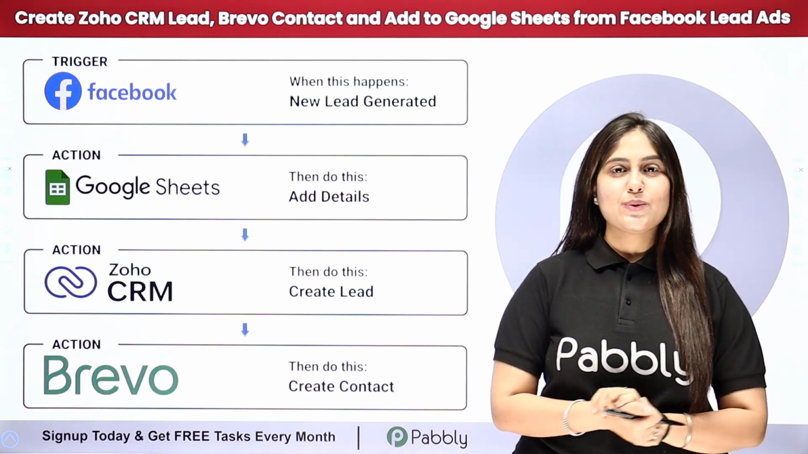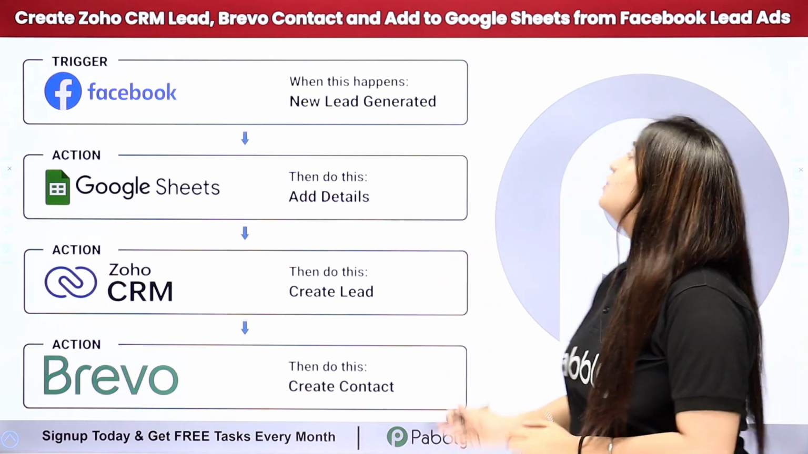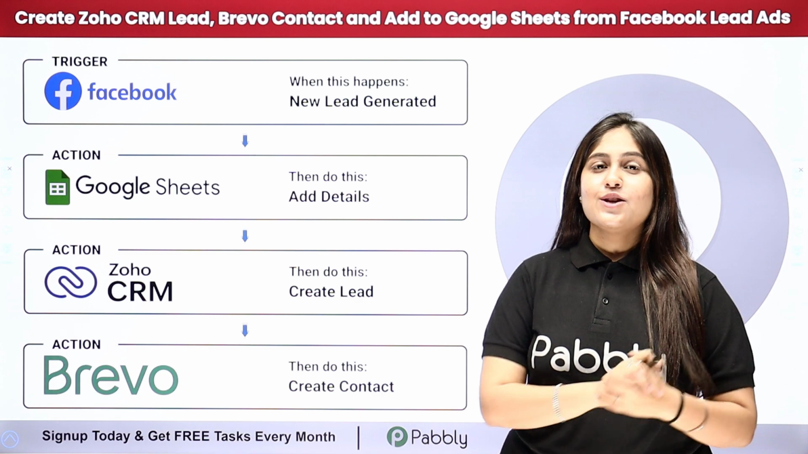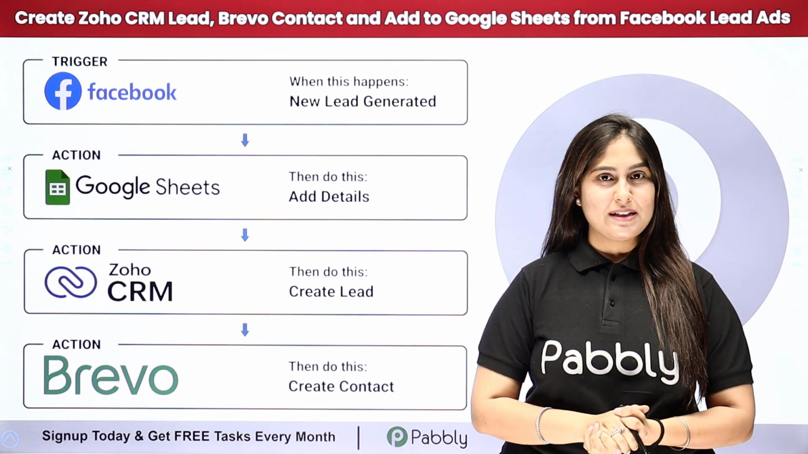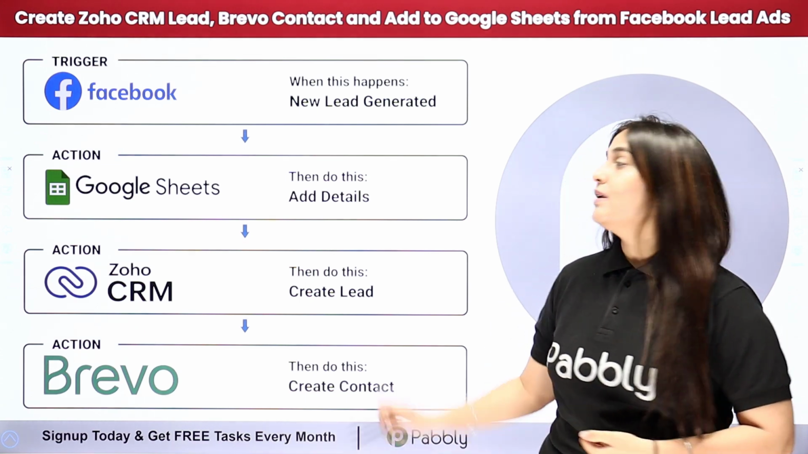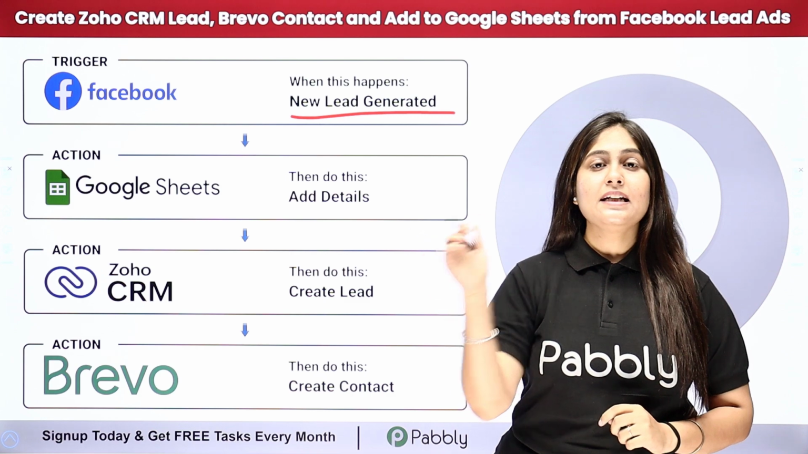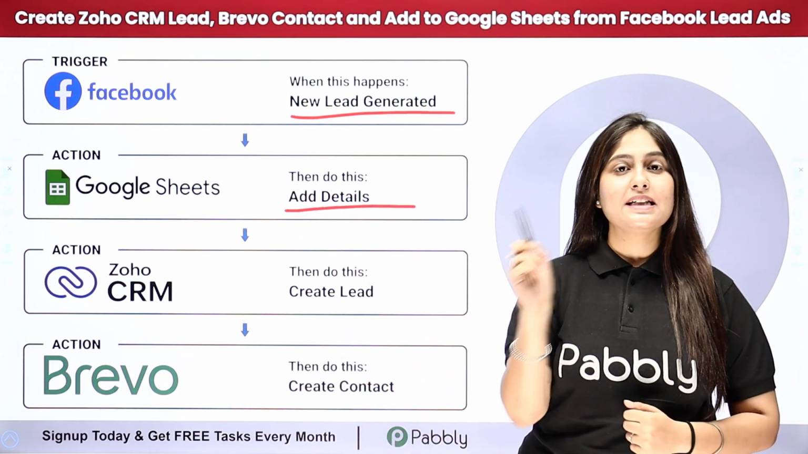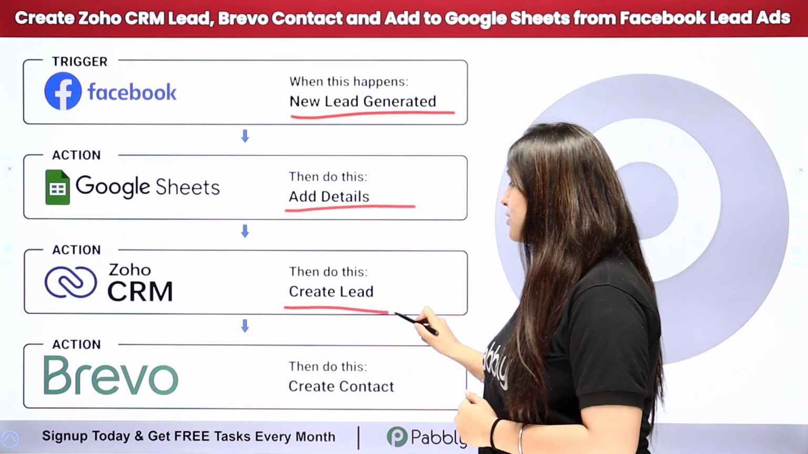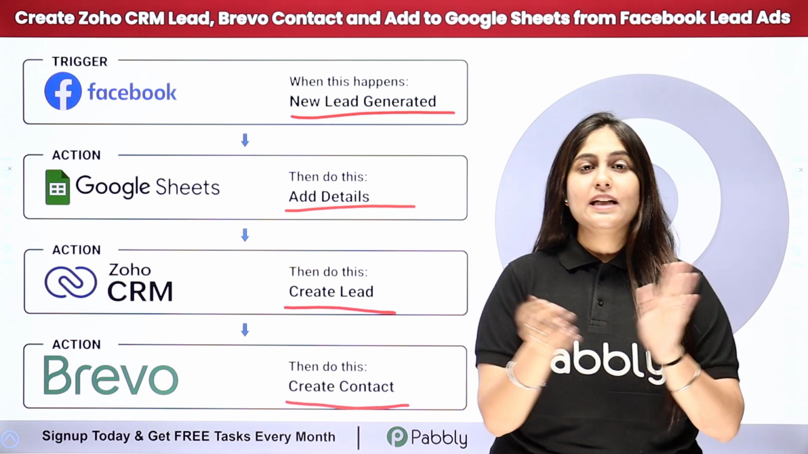In this video, we are going to understand how to create Zoho CRM lead, Brevo contact and add to Google Sheets from Facebook lead ad. So as a business owner, I run Facebook lead ads to generate new leads for my business. And here my objective is that whenever I receive a new lead through Facebook lead ad, then automatically that lead detail should be added in my Google Sheets as a new row. And after that, automatically a new lead should be created in my Zoho CRM account and a new contact in my Brevo account should be created for the same lead.